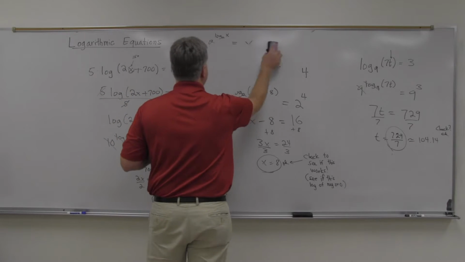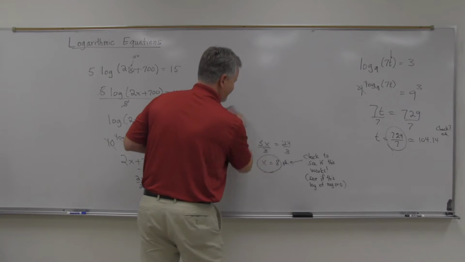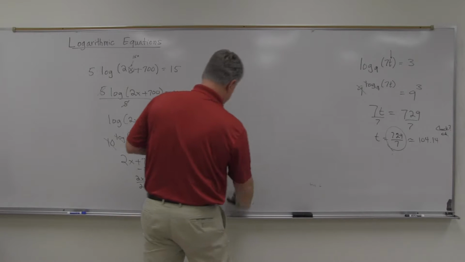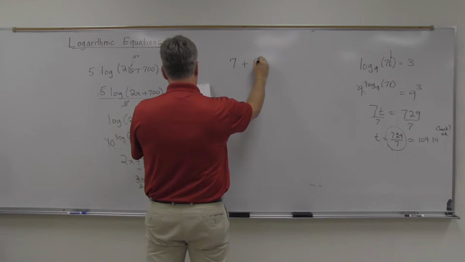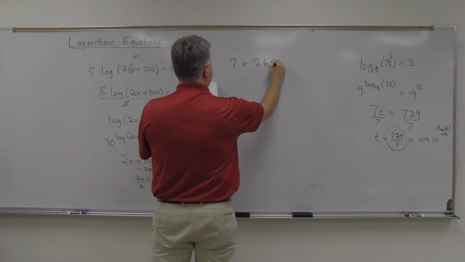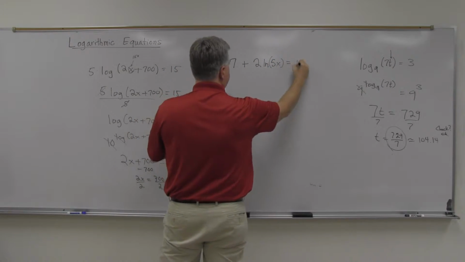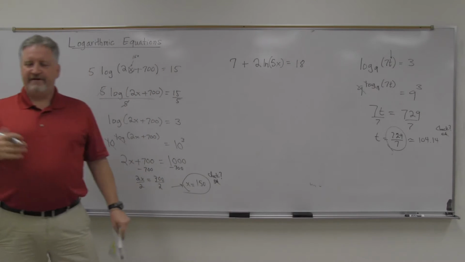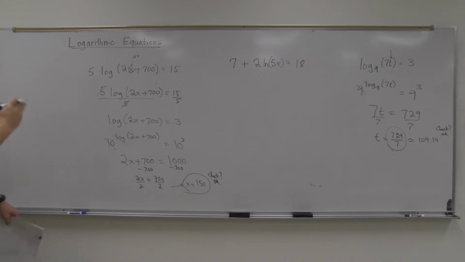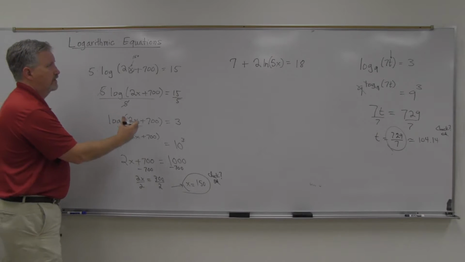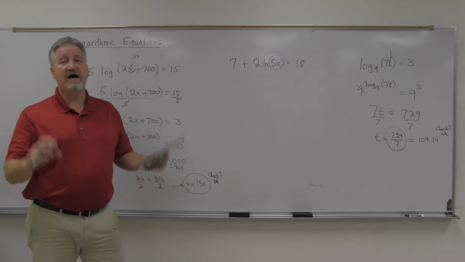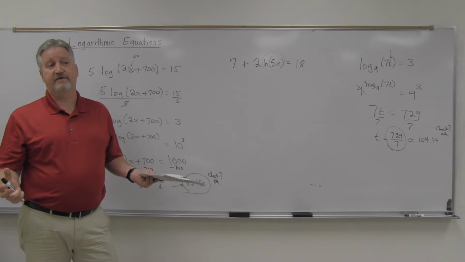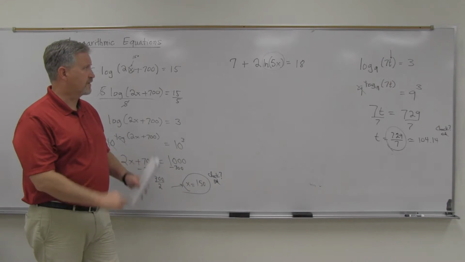All right, a couple more here that we'd like for you to take a look at. 7 plus 2 ln 5x equals 18. Very similarly to the previous one, for exponentiating both sides to work, I need to isolate that logarithm and get it by itself.